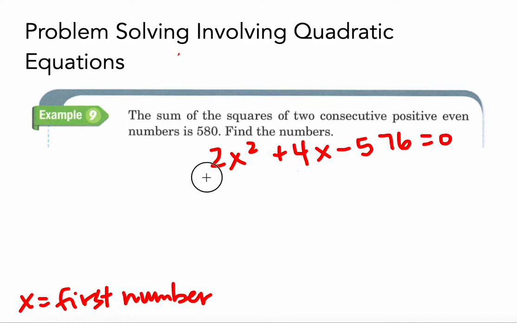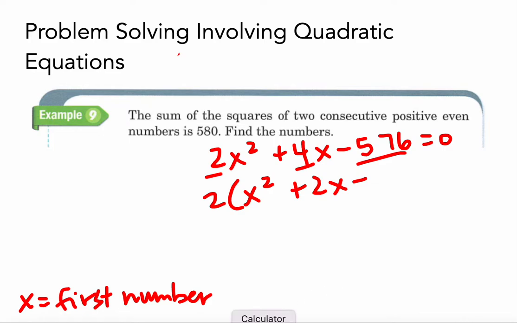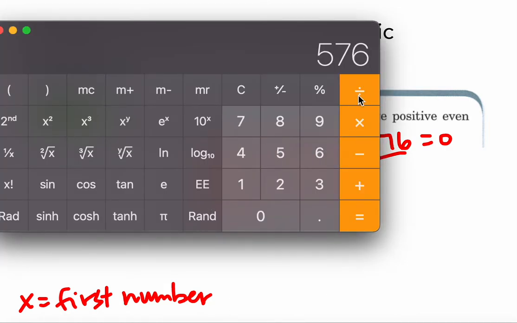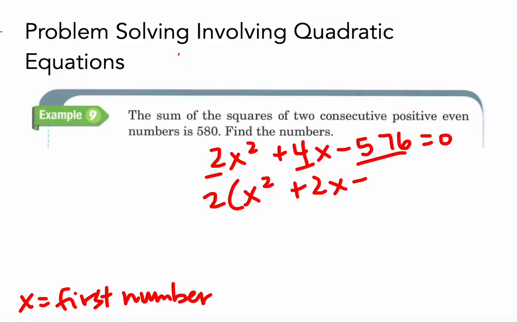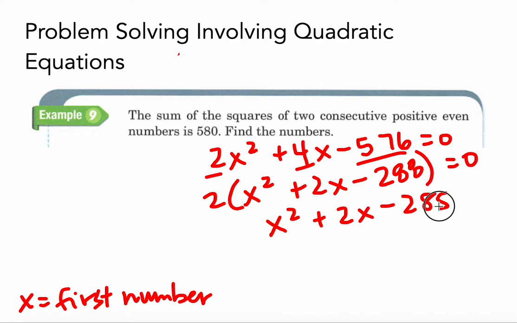Yes, I can. 2, 4, and 576 are all divisible by 2. So let's go ahead and take out a 2 then. It's half of 576. Oops. Divided by 2. Yeah, okay, 288. Okay, so now I have x squared plus 2x minus 288 equals 0.